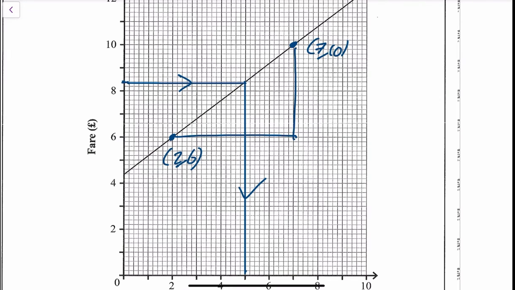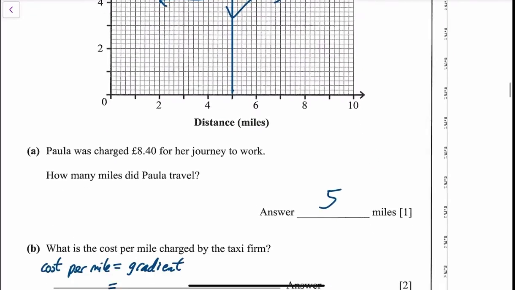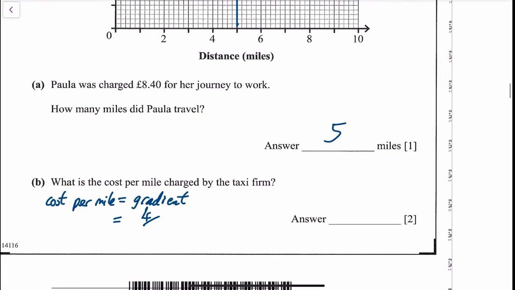So it's just your vertical change divided by your horizontal change. My vertical change is 4. My horizontal change from here to here would have been 5. So my gradient is 4 over 5, which is 0.8. So that's 0.8 pounds, probably nicer to say 80 pence.